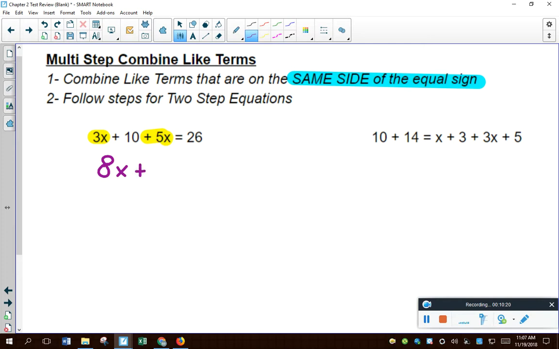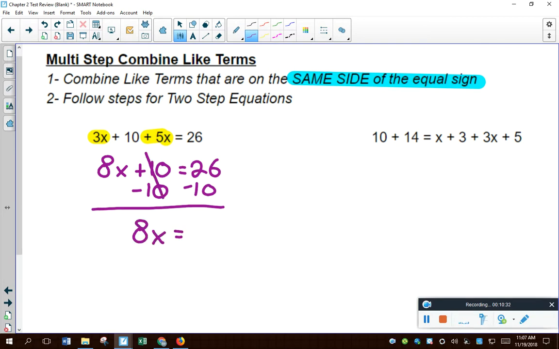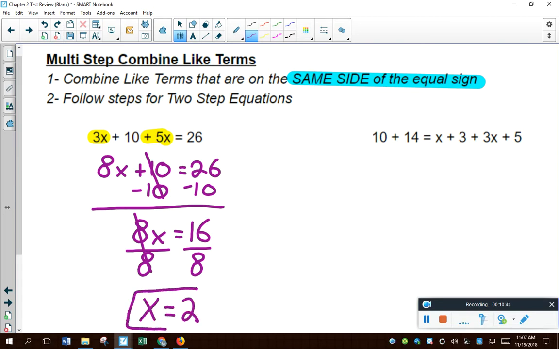I'm going to bring down that plus 10 since we didn't use it, and I'm also going to bring down my equals 26. We have a normal two-step equation where I subtract 10 from both sides, which leaves us with 8x equals 16. I'm going to divide both sides by 8. And now x is equal to 16 divided by 8 is 2.